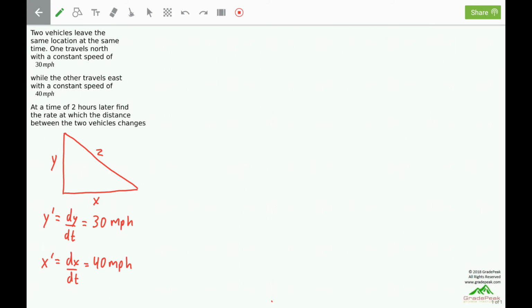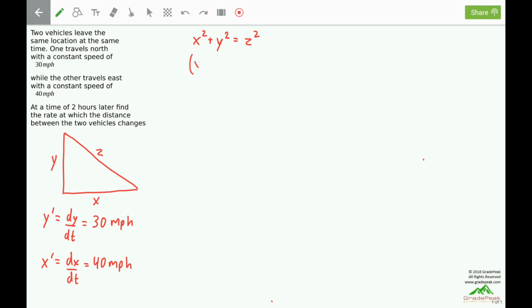What we want to find is the rate at which the distance between the two vehicles changes. We want to find z prime. We need to relate the z to the x and y so that we can get the rate of z prime, related to the x prime and y prime. Well, x, y, and z are going to make up the sides of a right triangle, so we can make use of the Pythagorean theorem. One leg squared plus the other leg squared will equal the hypotenuse squared. There's our related variables equation.